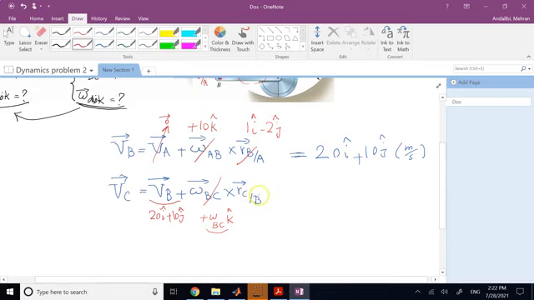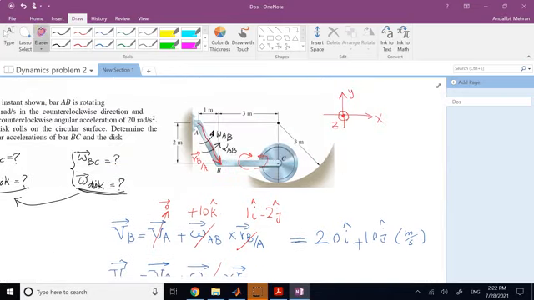What about r of c with respect to b? Well, I have that guy. That one is this vector. It goes from b to c. This is r of c with respect to b. And clearly this is 3i.